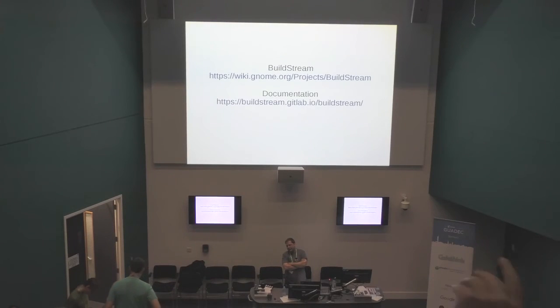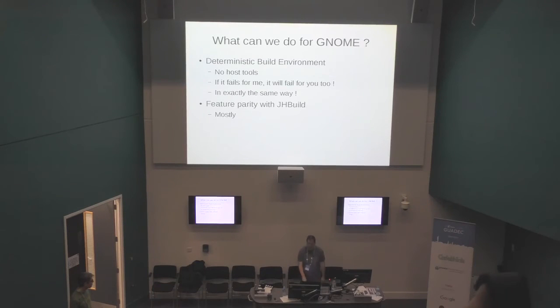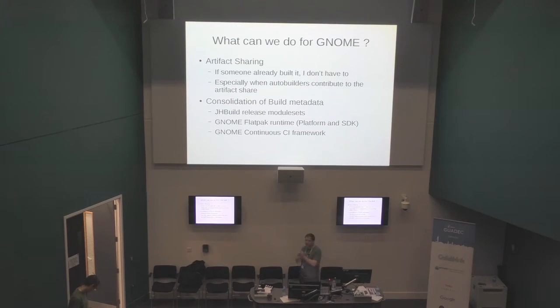Thanks, Tristan. So why is BuildStream particularly relevant for GNOME then? That's exactly in the slides that I just missed out on. This was about what we're going to do for GNOME. With JHBuild, if it builds exactly like this for me, it builds exactly the same way for you. Mostly we have all the same development workflow stuff. We can boot VMs. We have artifact cache sharing, so if you built it, I can use it, and vice versa. Consolidation of build metadata, so we can maintain all of the GNOME releases and the GNOME Flatpak SDK, and hopefully we can also have GNOME Continuous contributing to the artifact share, all together with the same module sets. And the crowd goes wild.